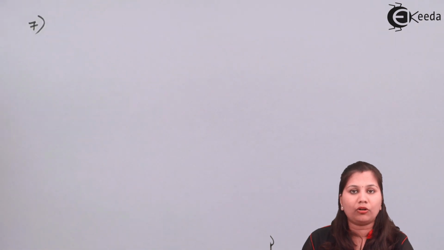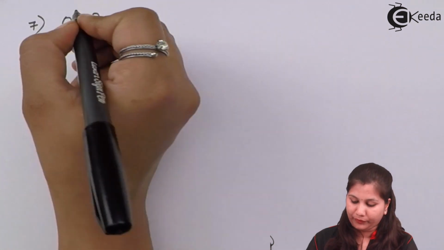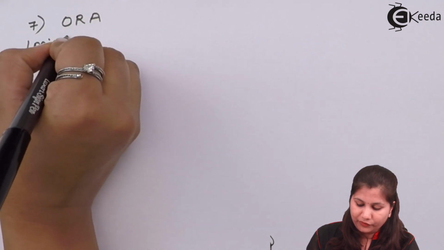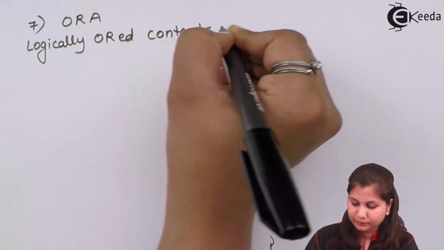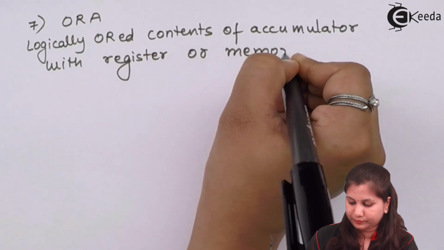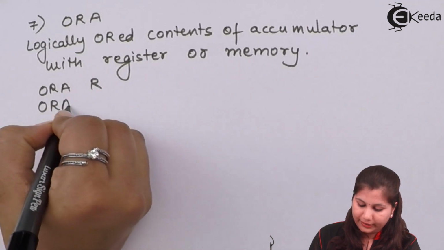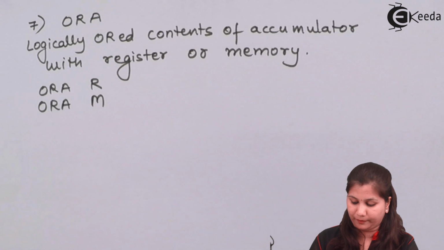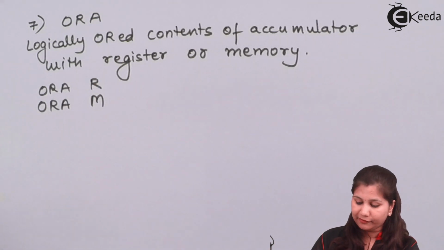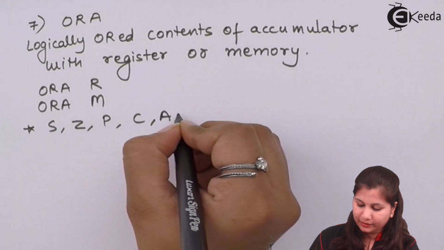Now the next logical instruction is the logical OR operation. We have studied logical AND and logical exclusive OR. Now we are having logical OR, ORA. It is going to logically OR the contents of the accumulator with a register or memory. If we are having ORA R, it will be a register, and if we are having ORA M, then it will be a memory location. Again, the result is stored in the accumulator itself, and all the flags are modified: S, Z, P, C, and auxiliary carry.